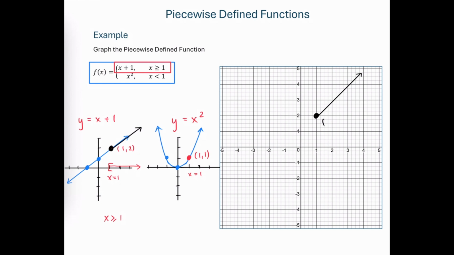So we literally just copy paste that piece onto our function. And notice that this is a closed circle at the x value 1, because when x is equal to 1, we're going to grab the ordered pair from this graph. And so it's included in this piece.